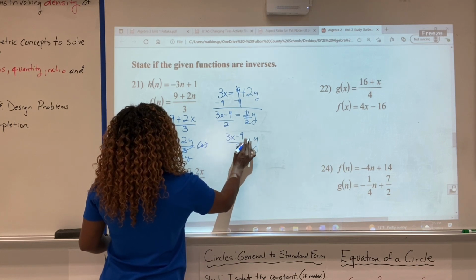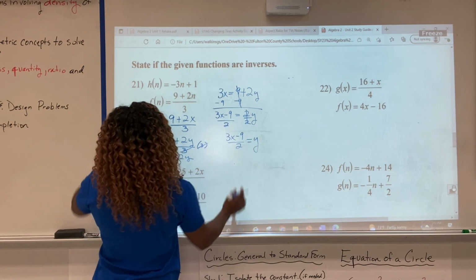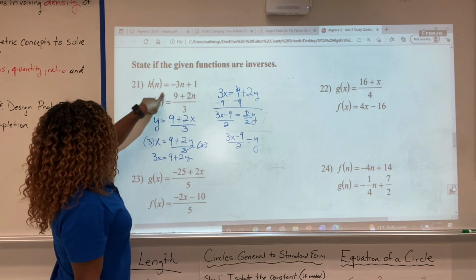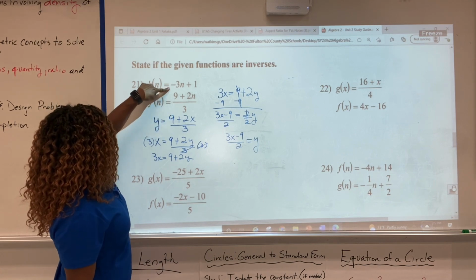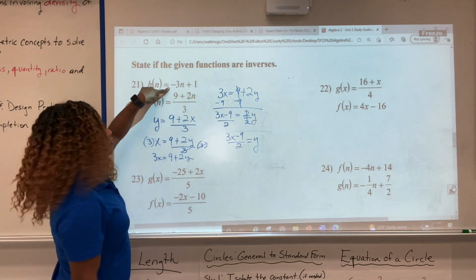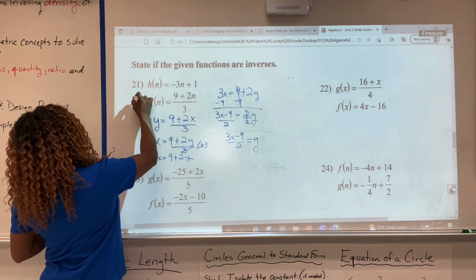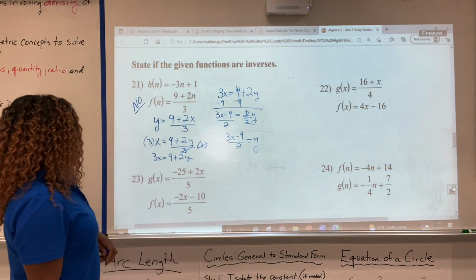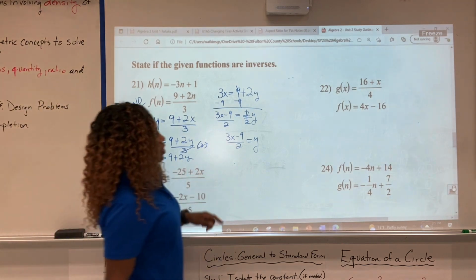So I've actually inverted this one. I got the inverse of the second one. If it matches the first one, which it does not, then the answer to this is no. These are not inverses of each other. Let's take a look at number 22.